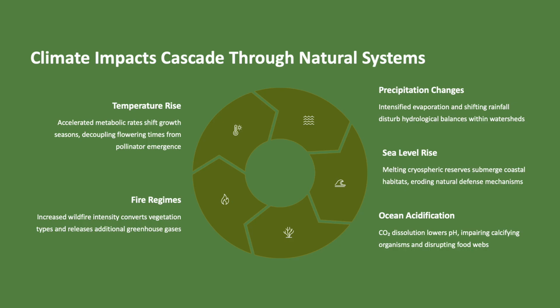Ocean acidification emerges as another consequence of climate forcing. As carbon dioxide dissolves into seawater, it lowers pH levels and interferes with the ability of calcifying organisms, such as corals, shellfish, and some plankton, to build their skeletons or shells. These disruptions ripple through marine food webs, affecting species survival, community structure, and fisheries that millions of people depend on.